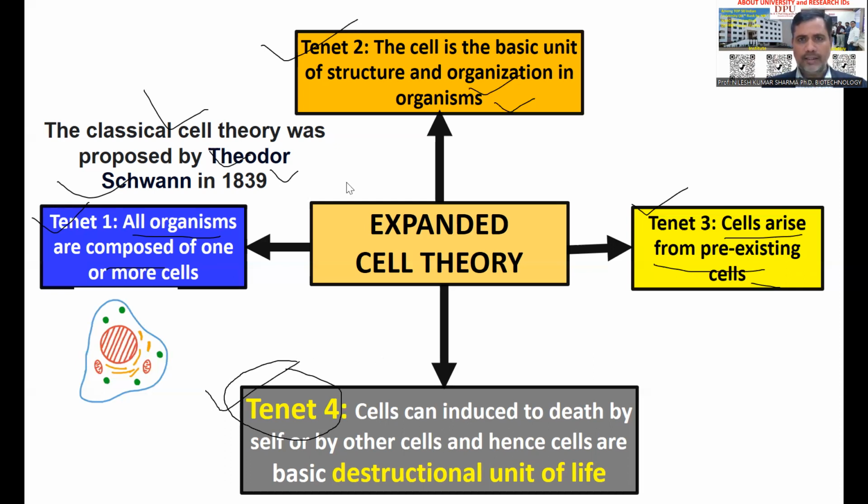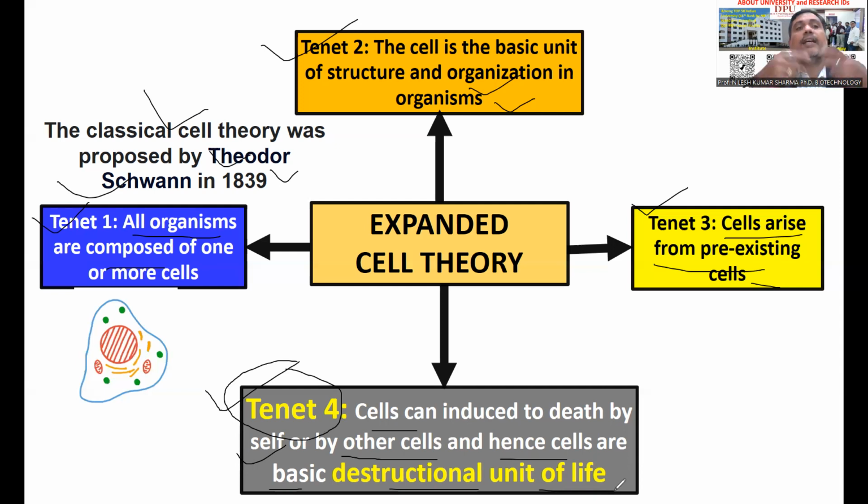What I propose is that, besides tenet one, that all organisms are composed of one or more cells, tenet two, that cells are structural and organizational units, and tenet three, that cells arise from pre-existing cells, the fourth one can be this way: cells can be induced to death by self or by other cells. Hence, cells are the basic destructional unit of life.